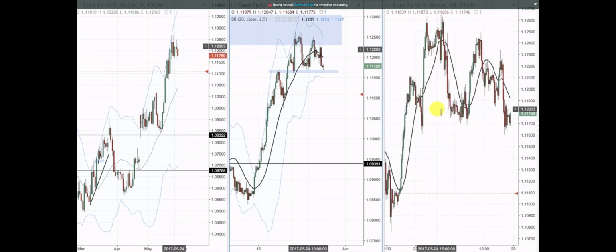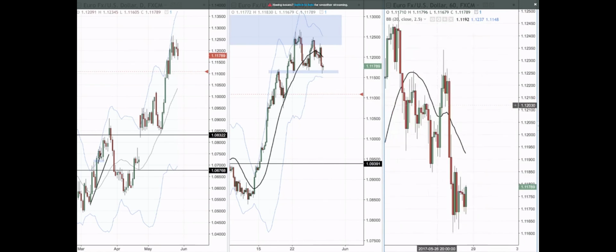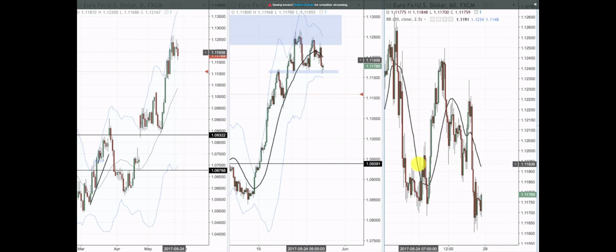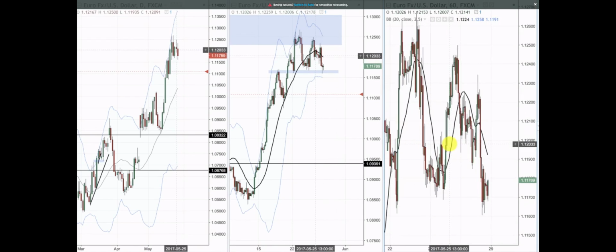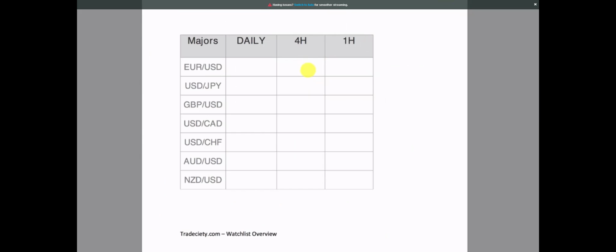On the 1-hour chart, when we zoom out a little bit, we don't have any nice trend structure here. Pretty messy here lately over the past few days. So the 1-hour is not as interesting. You can see the pattern that we are seeing here on the 4-hour is obviously visible on the 1-hour, but I prefer it on the 4-hour. So for the Euro USD, I would just make an X here, and then I would go to the next one.